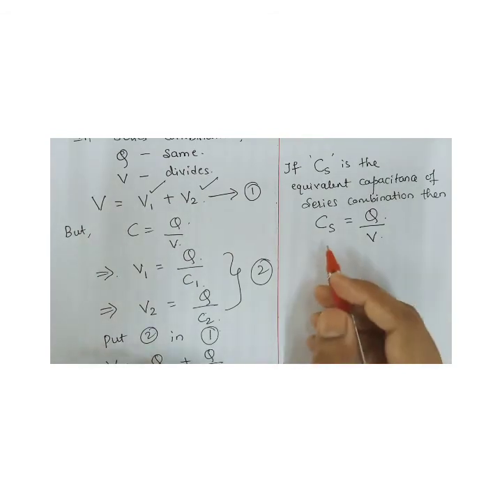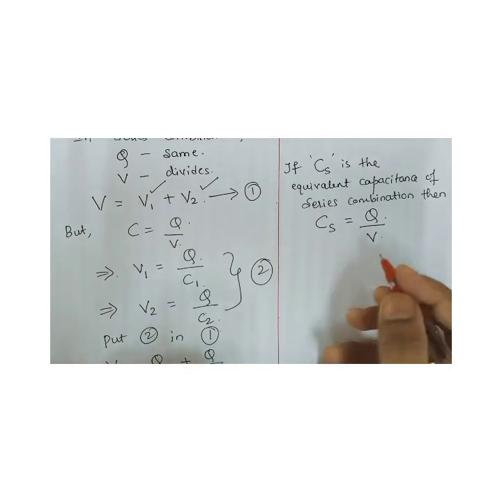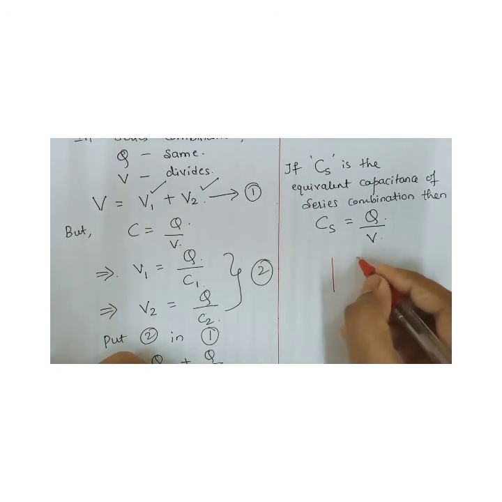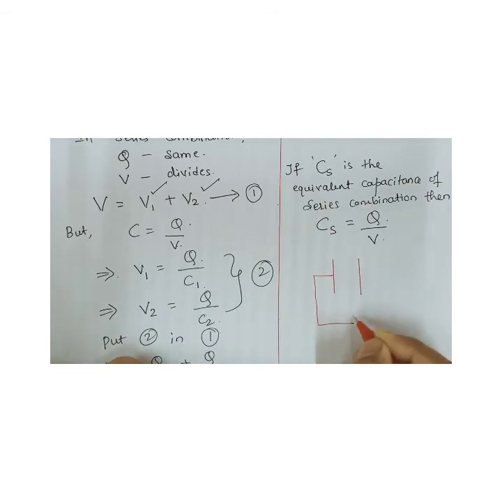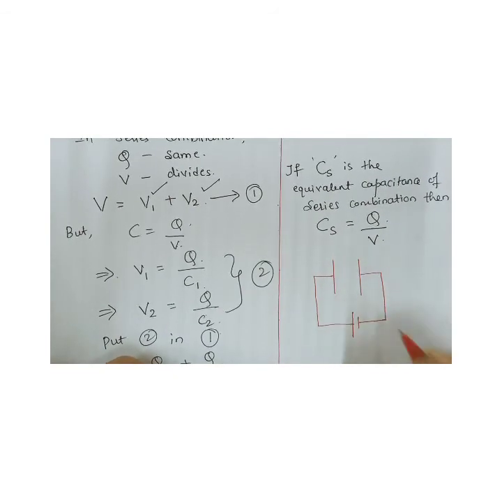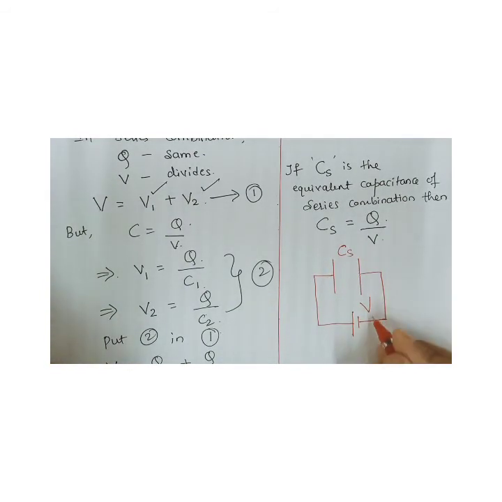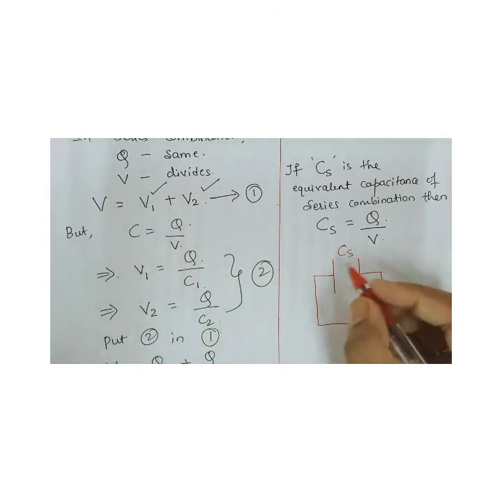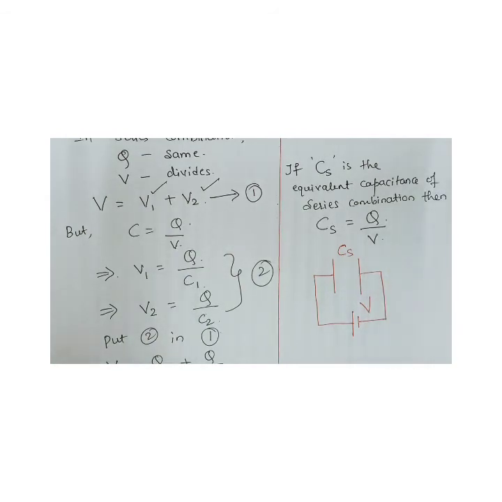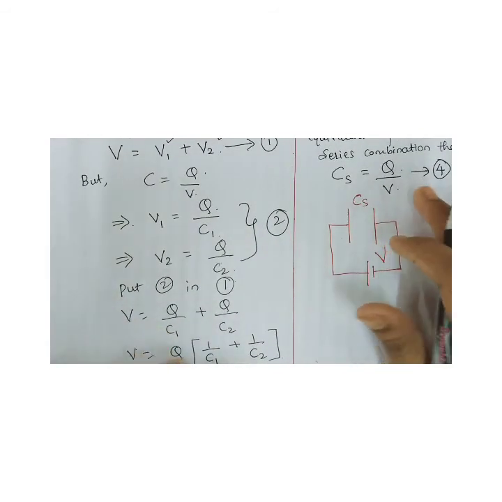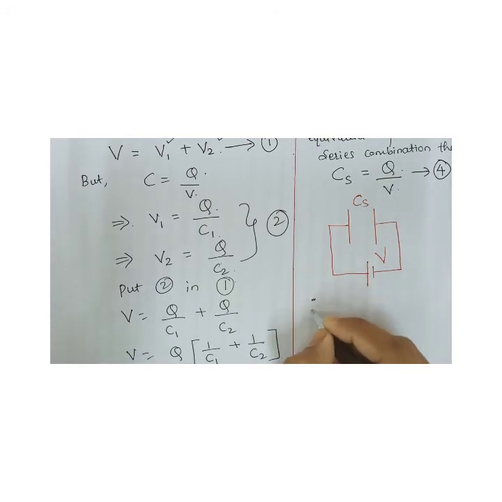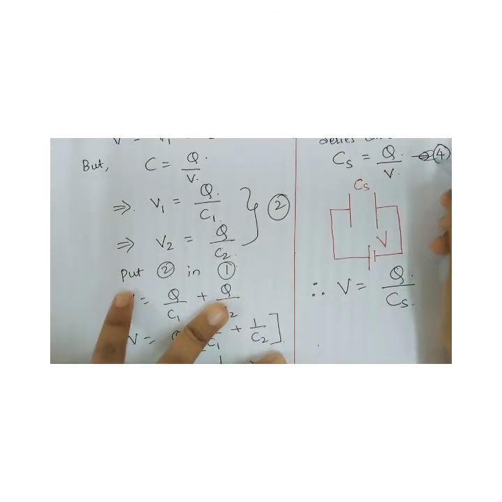So what I told you: if two or more capacitors are joined or connected, then you will get one single capacitor. They will behave like one single capacitor, and that single capacitor will have a capacitance which we call the equivalent capacitance. So this is Cs and this is V. What is this V? This V is nothing but V1 plus V2, the total potential difference. So this equation I can call equation number 3. From this I can get V. Therefore V equals Q by Cs, right? I'll take this as equation 4.